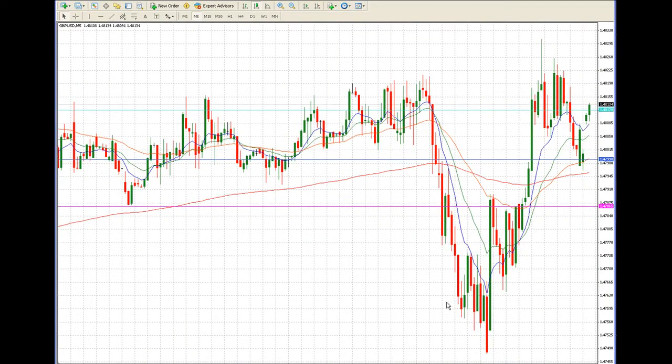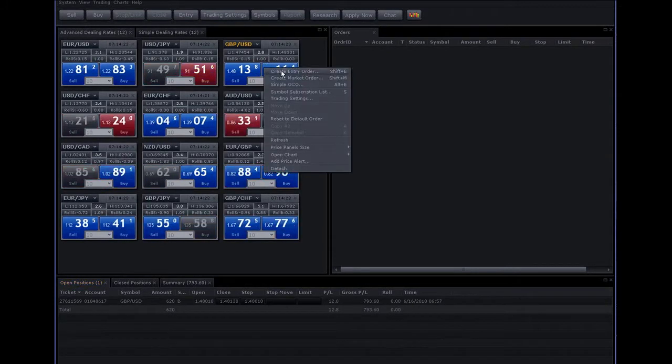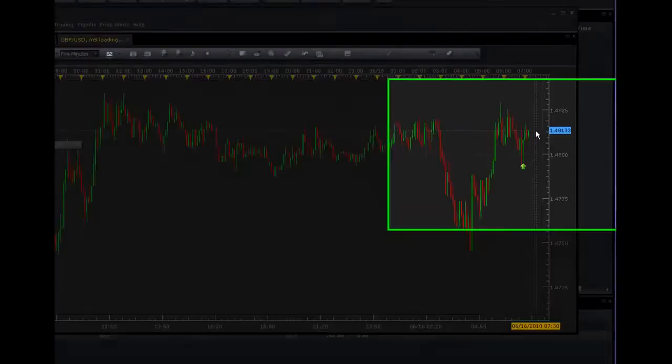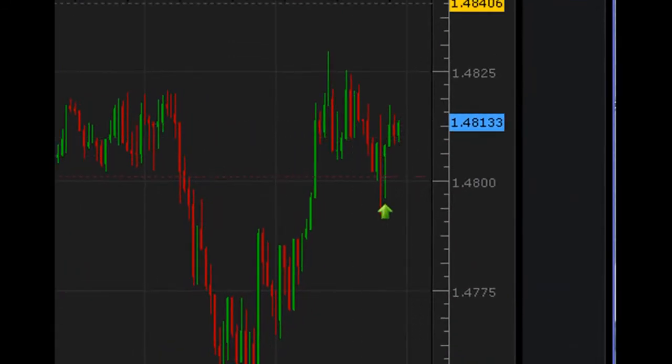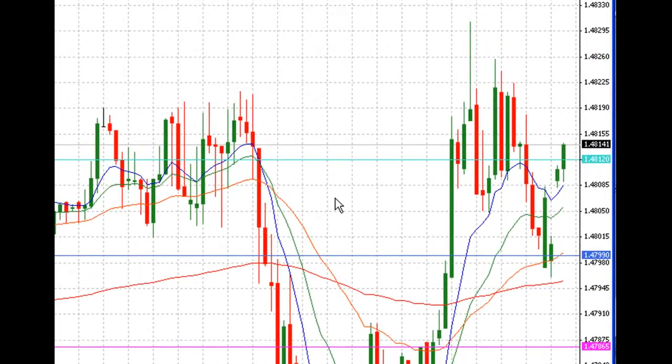So I just had to restart my computer, and we seem to be back up and running. We've got the price here at 1.4813, and we've got the bid and ask at 13 and 16. So yep, we are back on live prices, and we can just double check that with the chart. Yeah, our ask is at 16, which when we go back to MetaTrader, it's at 14. Yep, that's fine. We are at the right place.